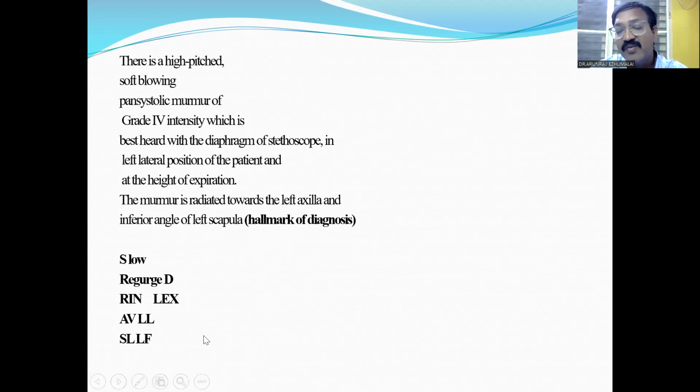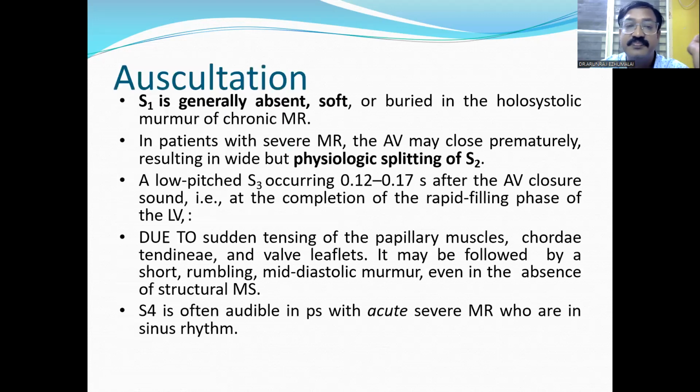These clues will give you some points in describing it. You cannot even remember it all; you can describe any murmur like this with these clues. After testing, I already told you S1 will be absent or soft, buried in the pan-systolic murmur, but in MS it will typically be loud. In patients with severe MR, the aortic valve may close prematurely, resulting in wide but physiologic splitting of S2.